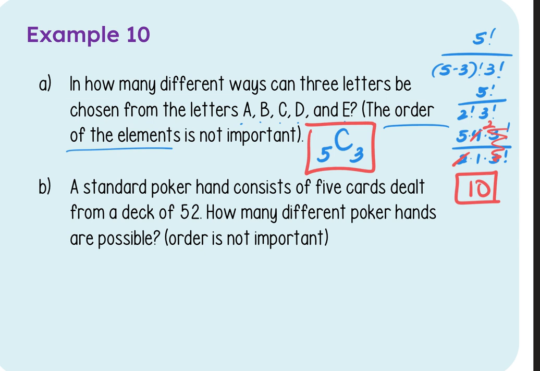All right, B, a standard poker hand consists of 5 cards dealt from a deck of 52. How many different poker hands are possible, and order is not important, right? Like if you play poker and you go to lay down your hand, you put down your 5 cards. Yes, the order of them is important to get to a specific suit, but if somebody hands you a 9, a 10, a jack, a queen, a king, or they hand you a 10, a jack, a king, a queen, a 9 in that order, it's still the same hand, right? So that's what this means.